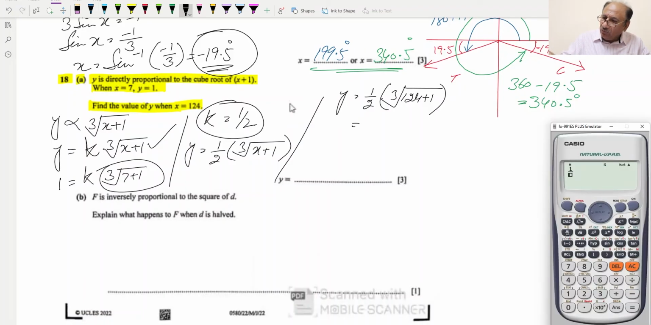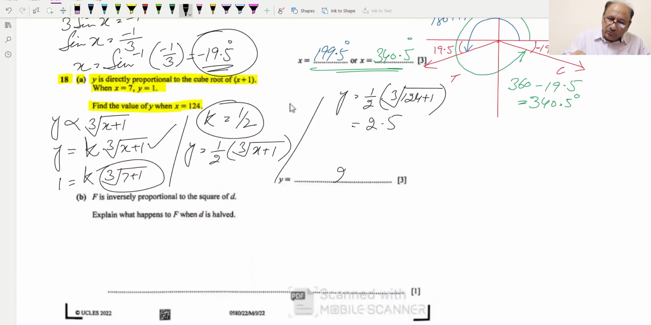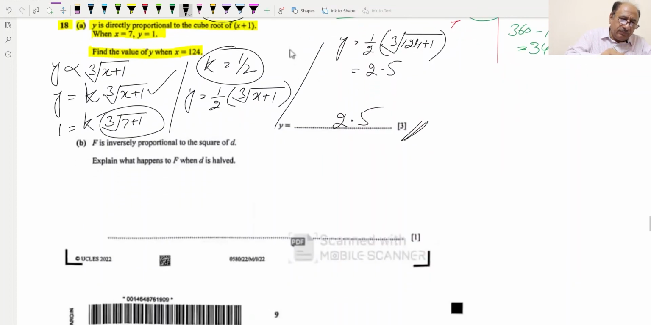This will be 1 over 2 into the cube root of 124 plus 1, and this is equal to 5 by 2, or we can take the decimal value, which is 2.5. So 2.5 will be the answer for this 3-mark question. We are done with this. Hopefully you understood this. Now we can move to the B part.